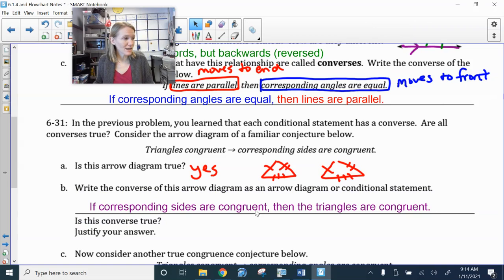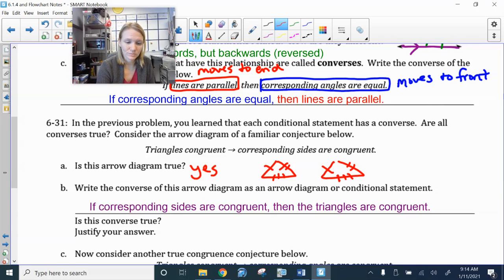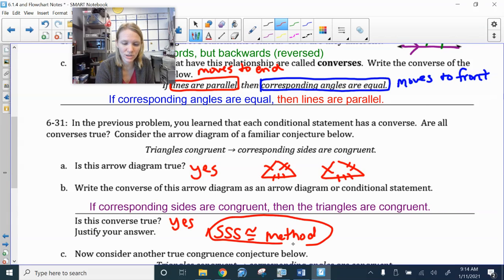So the question is, is the converse of this true? If the sides are congruent, are the triangles congruent? Yeah, because that's our side-side-side congruence method. That's one of the ways we know that triangles are congruent. It's one of our shortcuts.